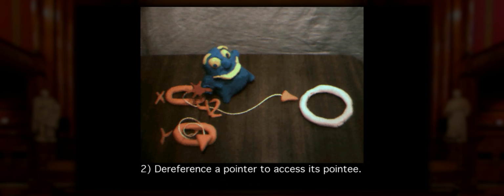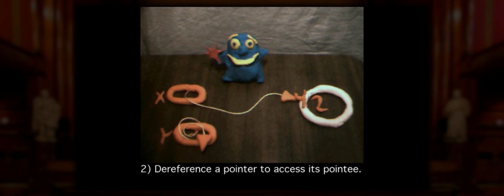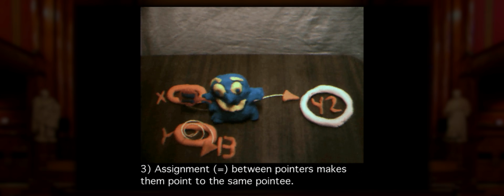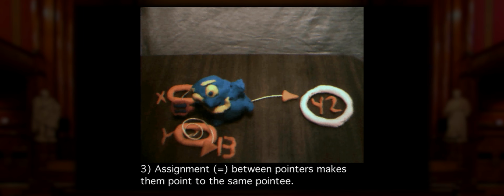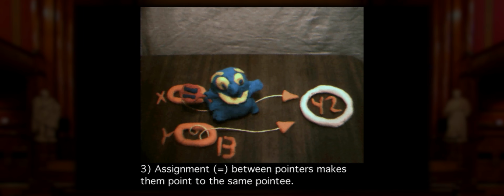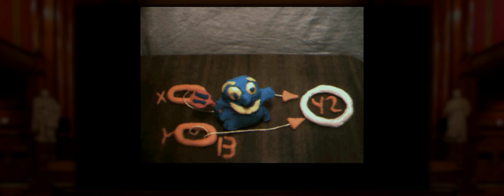Number 2, pointer dereferencing starts at the pointer and follows its arrow over to access its pointee. As we all know, this only works if there is a pointee, which kind of gets back to rule number 1. Number 3, pointer assignment takes one pointer and changes it to point to the same pointee as another pointer. So after the assignment, the 2 pointers will point to the same pointee. Sometimes that's called sharing. And that's all there is to it, really.